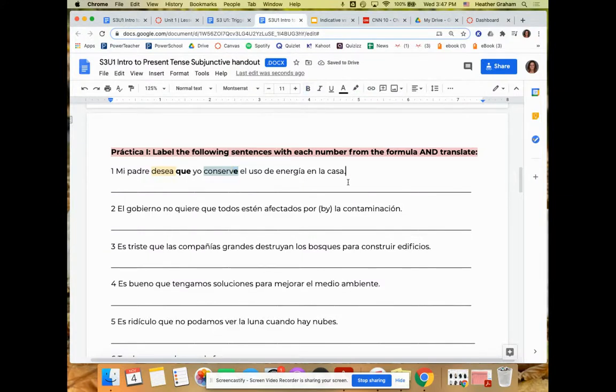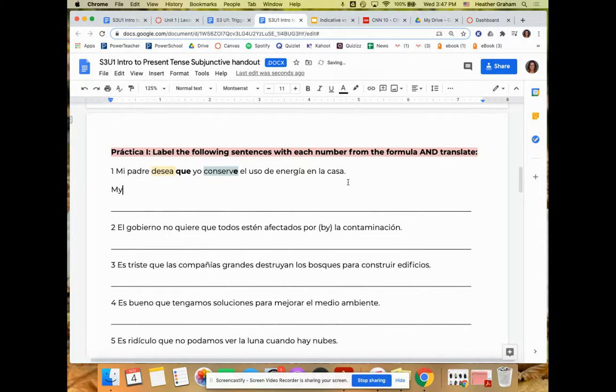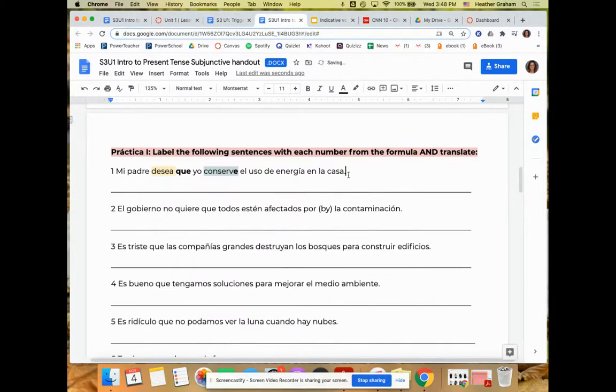So right now, this one states, my dad desires that I conserve the use of energy in the house. So we have our first subject, our first verb. Second subject is yo, and second verb. And this is how we create more complex sentences. Because before you could just say, I conserve the use of energy in my house, or my dad desires pizza. But we didn't actually have two subjects and two verbs and talk about what people want, what they recommend, what their wishes or desires are. So hopefully that gives you a better idea of what we are doing.